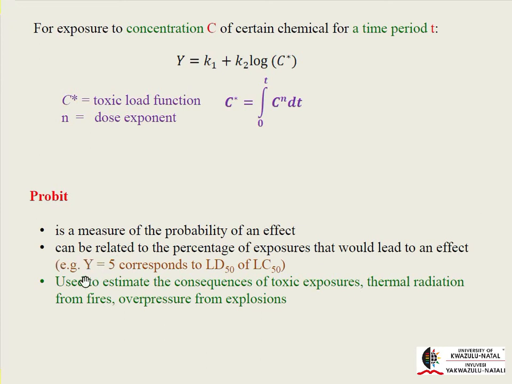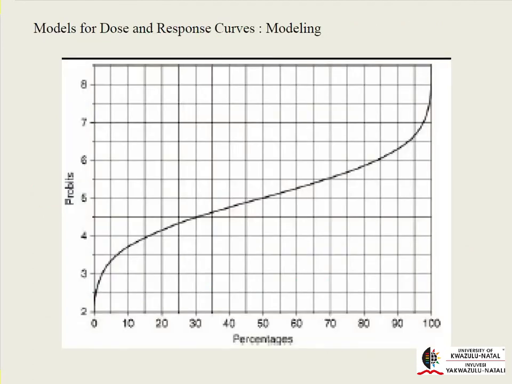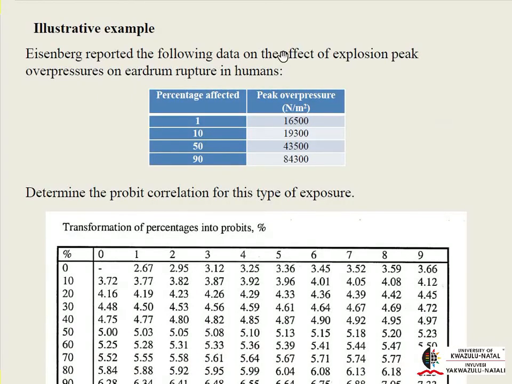For example, a probit of 5 corresponds to your LD50 or LC50, depending on the study that you're performing. And you use that to estimate the consequences of toxic exposures, thermal radiation, and overpressure from explosions as well. If we plot your probit values against percentage, this is what it is. As you can see, an S-shaped curve. So if you ever have an S-shaped curve, then you can use probit analysis to actually linearize it, because the probit equation is already an S-shaped curve. So that's one example.